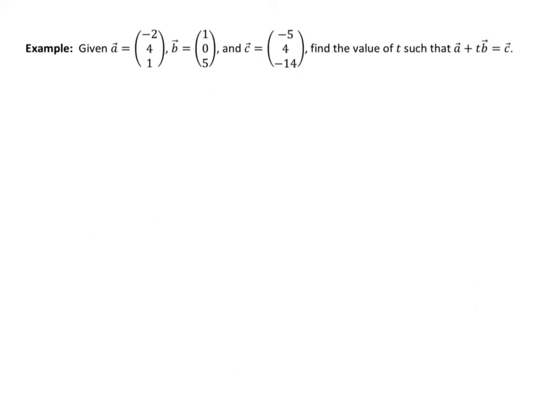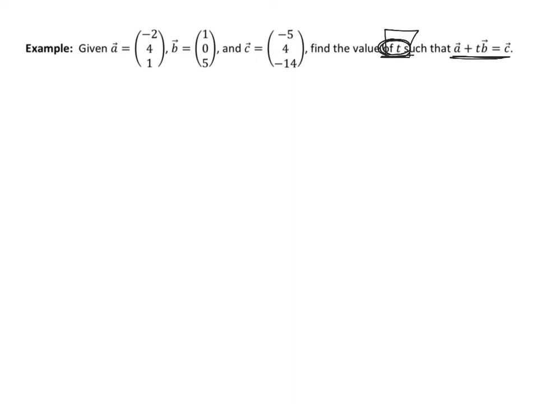So this next example is fairly straightforward. I'd encourage you to pause the video and try it on your own. If you'd like, take your first step and then watch what my first step is and make sure that you're on the right track, but I think you can get through this one. So they give us these vectors and they give us a relationship that relates these things, and they're asking me to find the value of t. So I know at the end of the problem, t is what I'm supposed to find.